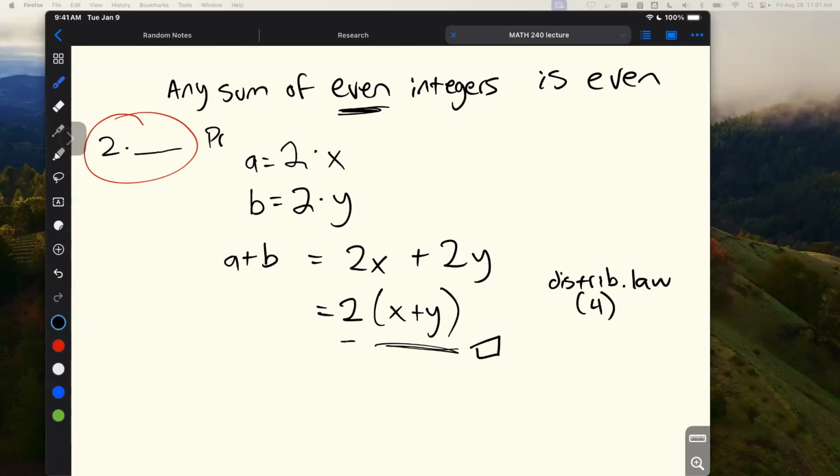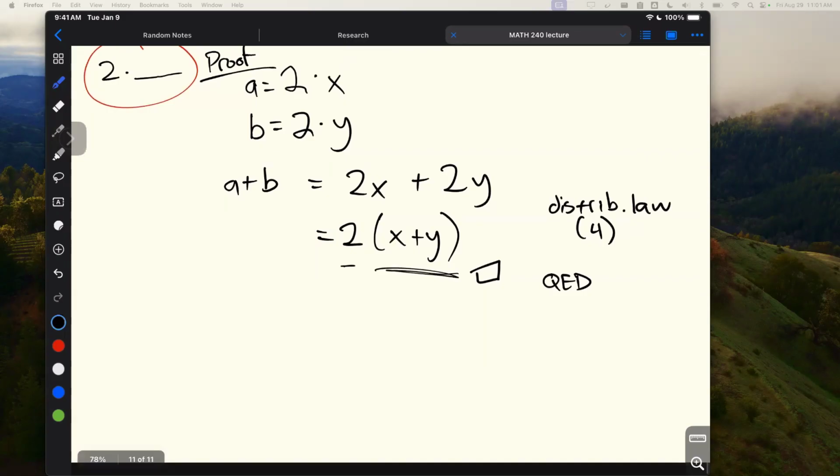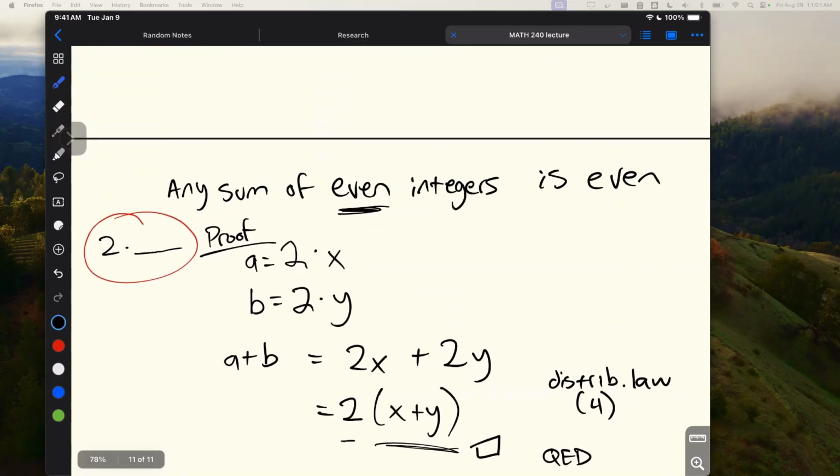So as mathematicians, we tend to start our proofs with the word proof. On the board, I'll probably write it and underline it. And then we end with either a little square or QED, which stands for something in Latin that basically means I've proved it. Great. So now we just proved that any sum of even integers is even. So this will hold for any integer, no matter how big. It's always going to be even.